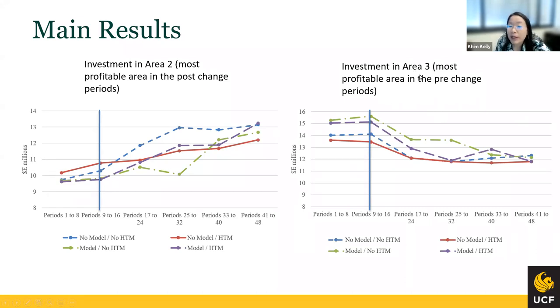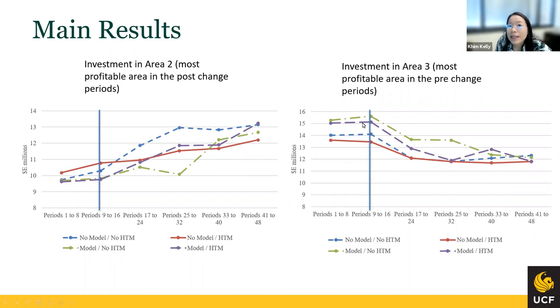Okay, let's take a look at investment in area three. Now, pre-change, as I said, area three is the best. To the left of this blue line, the first hypothesis is that an accurate model is fantastic, right? So what I want you to look at is the blue line, the no model condition, versus the green line, which is the model condition. And indeed, people with the accurate model were investing more in area three. So the first hypothesis is looking great. We'll test it formally, of course, but we're just looking at the picture to see that it makes sense.